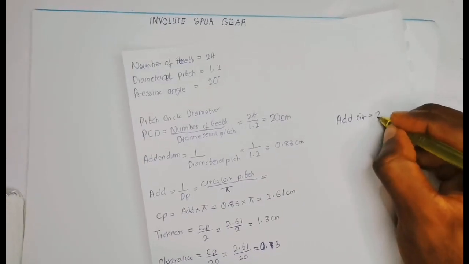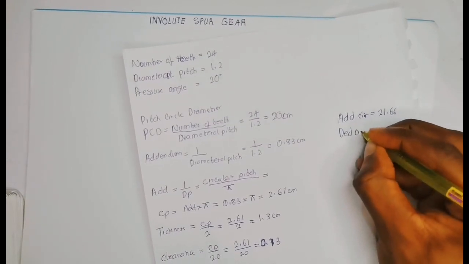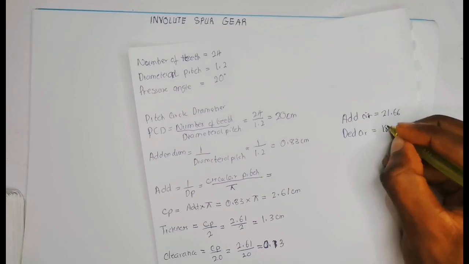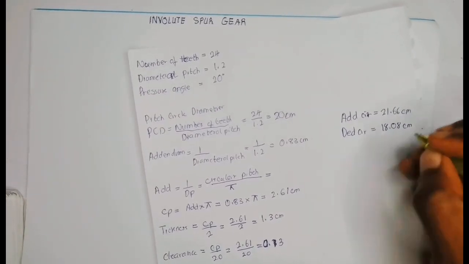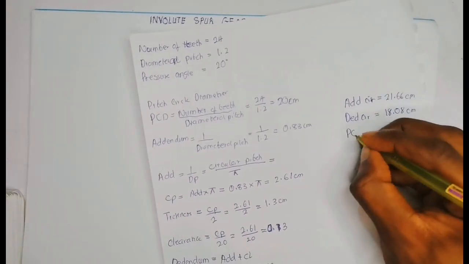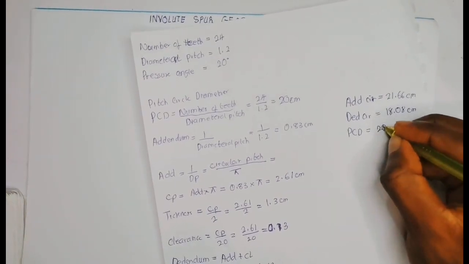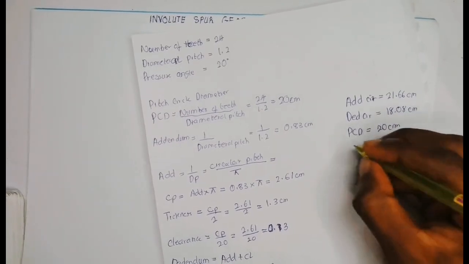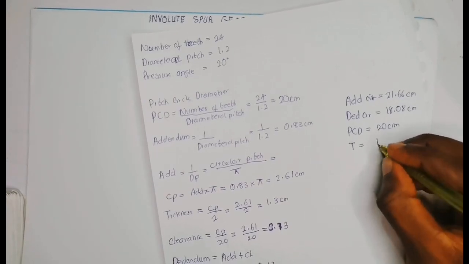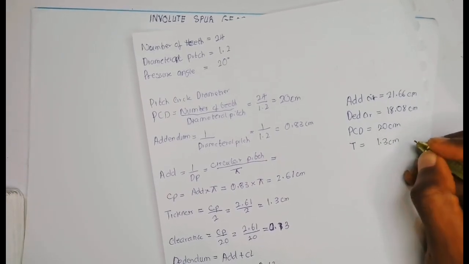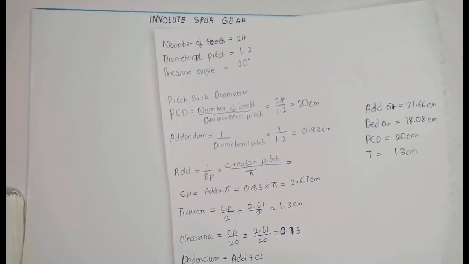So given all these parameters, our main focus will be on our addendum circle, which we calculated as 21.66, the dedendum circle 18.08, not forgetting centimeter, our PCD, which is 20 centimeter, the thickness of teeth, which is 1.3 centimeter. So we'll be using these values to draw the spur gear.